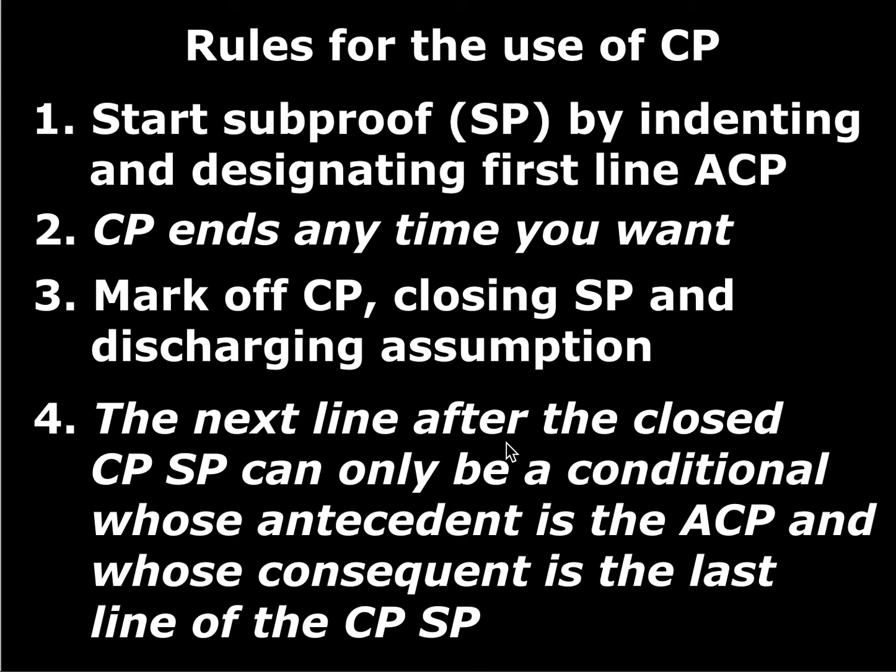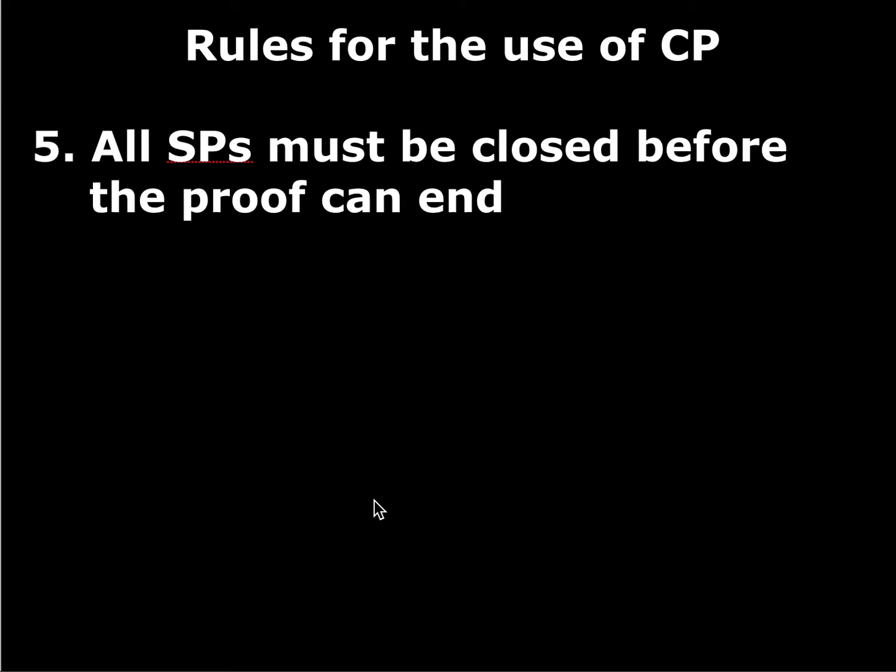The next line after you've closed your conditional proof subproof can only be one thing. It has to be a conditional whose antecedent is your ACP and whose consequent is the last line of your subproof. That might sound like a tight restriction, but it's not. That's what you wanted, right? You wanted a conditional, that's why you picked the ACP you did. It's because you wanted that to be the antecedent. And it's why you ended the proof where you did. It's because you wanted the last line to be the consequent. So you're exploiting this rule for your own benefit.